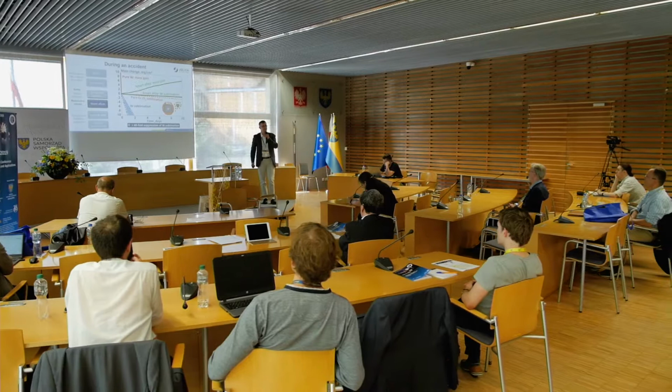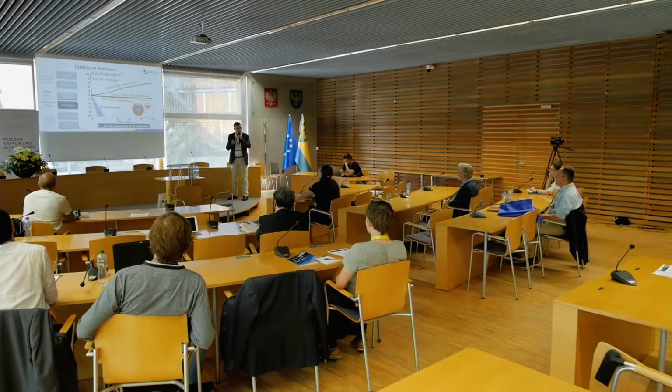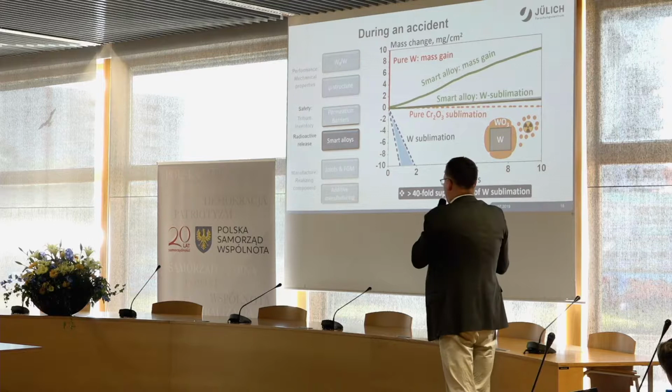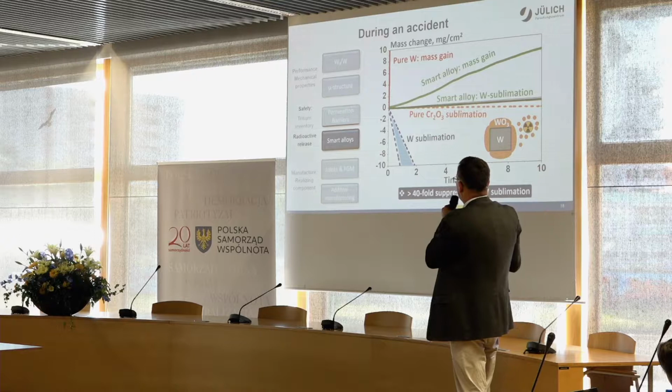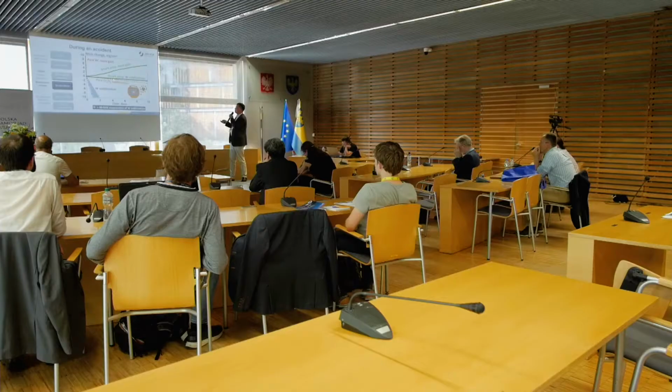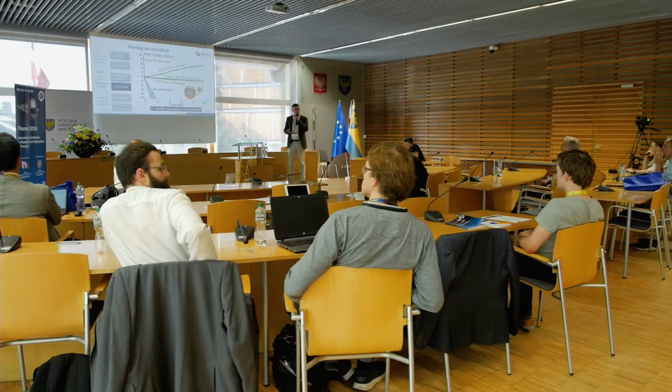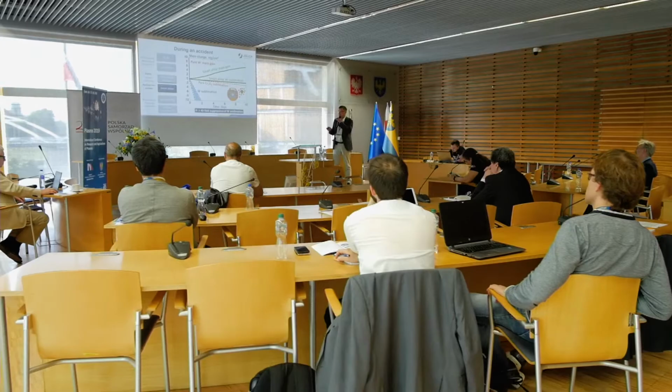I cheated you a little bit. We can measure only tungsten sublimation. At these temperatures, chromium also starts to sublimate, but to give an idea, we oxidized chromium and sublimated the pure chromium. So even if we cannot measure chromium sublimation, it will not be beyond this point. This is really how the component behaves during accidental conditions. To illustrate, these are all nice numbers: we have a 40-fold suppression of sublimation, and oxidation is suppressed, in fact, 10,000 times.